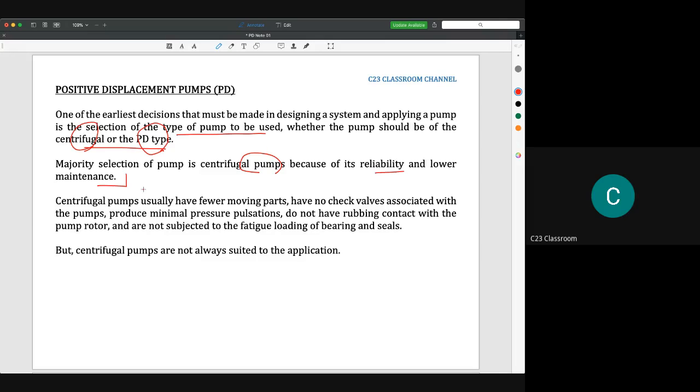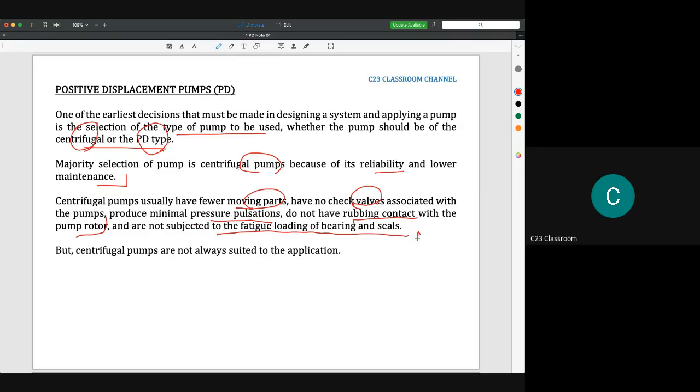You may disassemble the blade, and then you could fix it again, and the pump will rotate like usual. So the idea is, a centrifugal pump usually has fewer moving parts, has no check valve associated with the pump, produces minimal pressure pulsation, does not have rubbing contact with the pump motor, and is not subjected to the fatigue loading of bearing and steel.